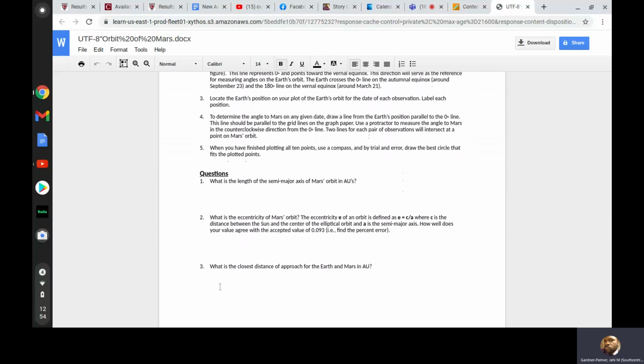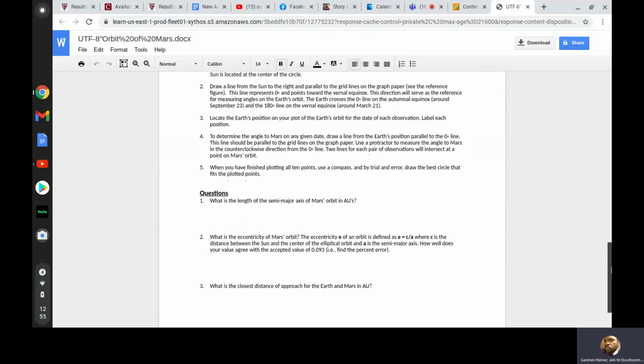Part 3 says, what is the closest approach for the Earth and Mars in astronomical units? Well, I can use that same ratio that I measured earlier, where 5 centimeters equals 1 astronomical unit. I can then use my ruler and measure the closest approach of Mars's orbit to Earth. It will give me some distance. And then I can use the ratio that I have to solve that distance for AU. So these are basically just conversion questions. You're just converting your centimeter measurements to astronomical units.